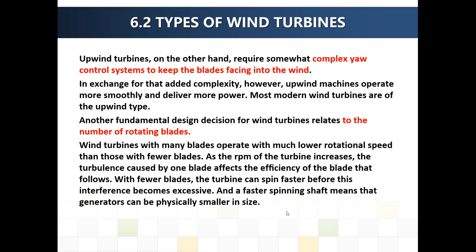The upwind horizontal axis wind turbine requires a complex yaw control system to keep the blades facing into the wind. In exchange for that added complexity, upwind HAWT operates more smoothly and delivers more power. Most modern wind turbines use the upwind type.